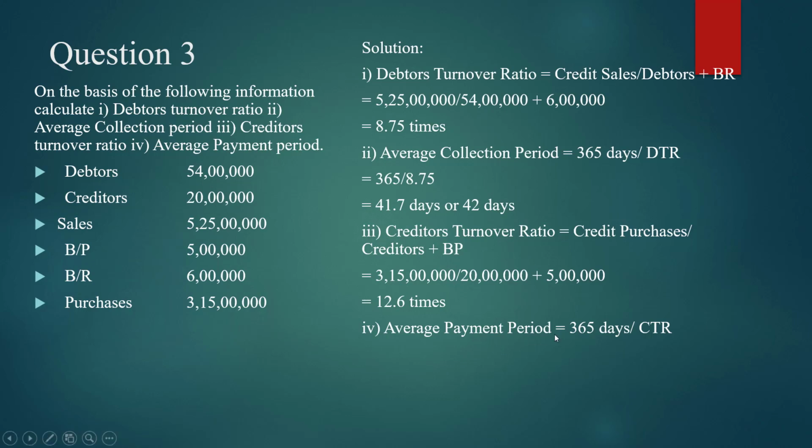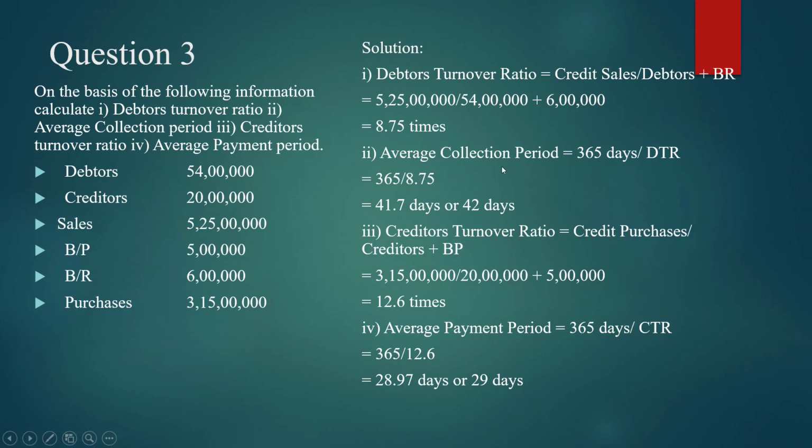In how much time period you have paid it back, that will be calculated under average payment period. So it is 365 days divided by creditors turnover ratio. Now creditors turnover ratio we have already calculated, that is 12.6 times. We just divide 365 by 12.6, we get the value as 28.97 days. So we'll just round it off and write as 29 days. That means the collection period, you have paid the money within 29 days.